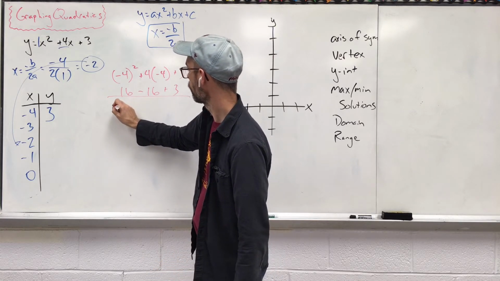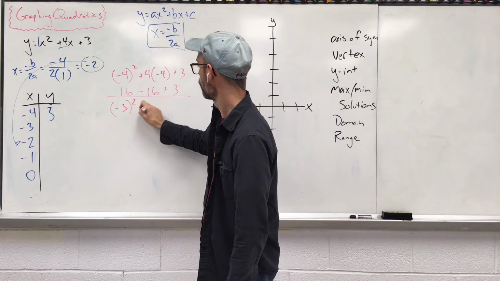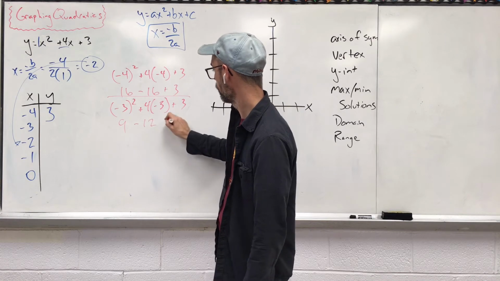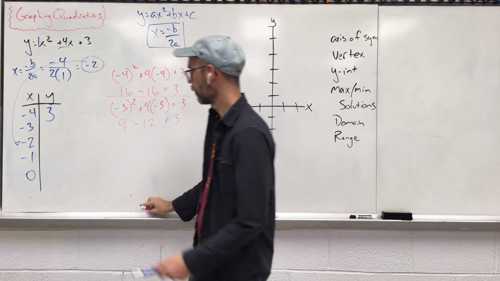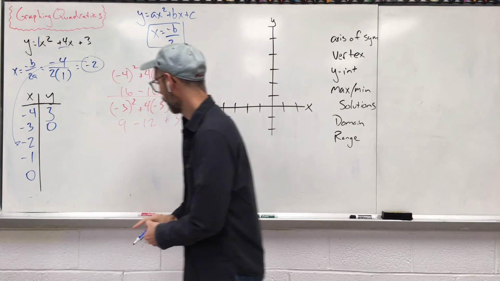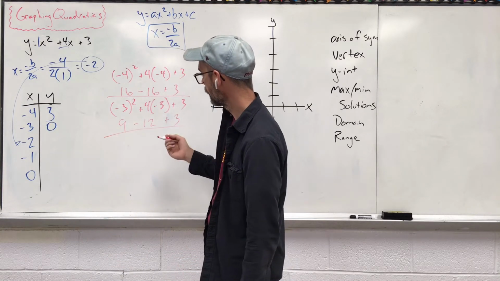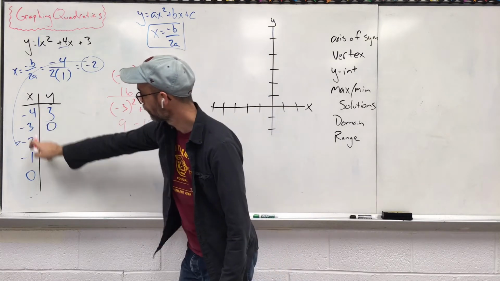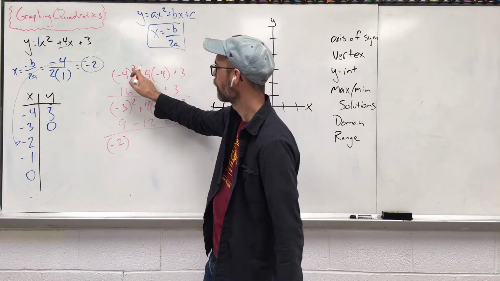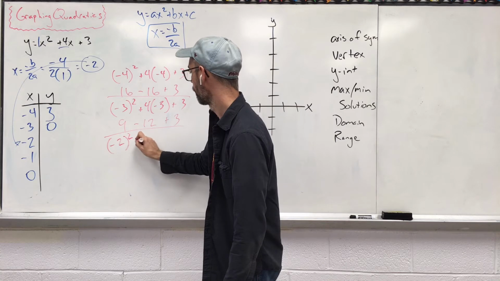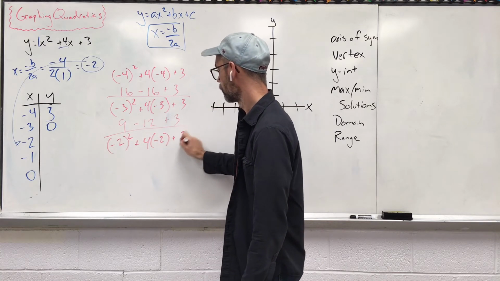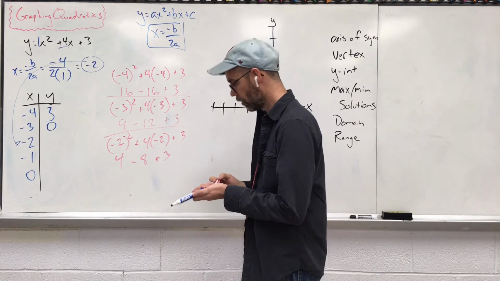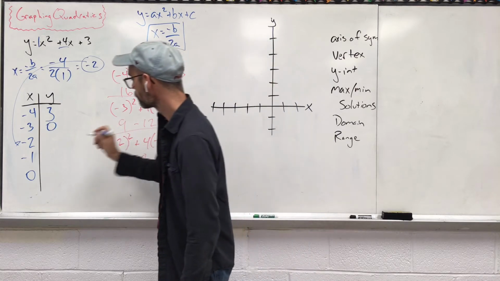Do it again, this time with negative 3. Negative 3 squared plus 4 times negative 3 plus 3. So 9 minus 12 plus 3, 12 minus 12, so 0. Do it again, this time with negative 2. Now, each time I take one of my numbers that I substitute in, I put it in parentheses. This way I don't confuse myself with the exponents and the negatives and all that. 4 minus 8 plus 3, which gives us negative 1.